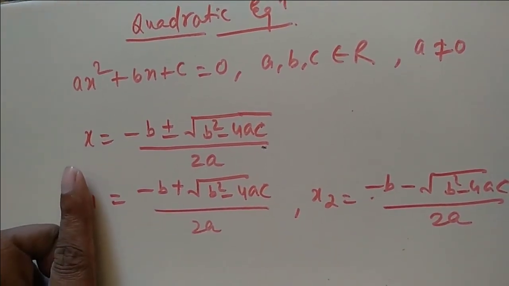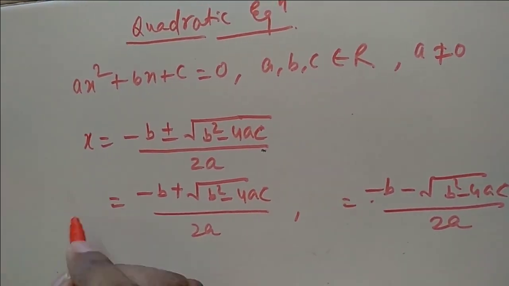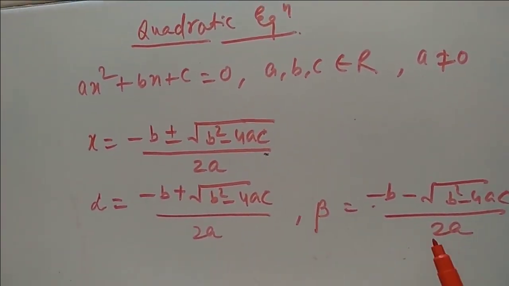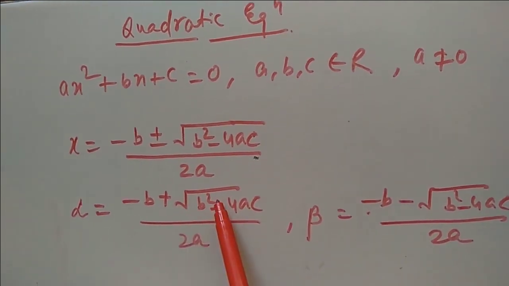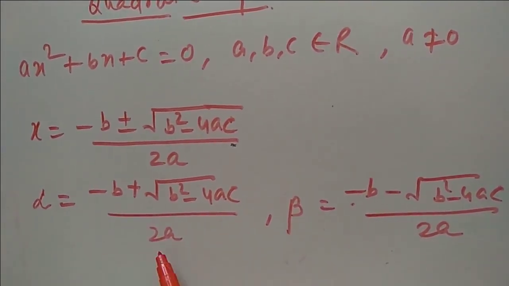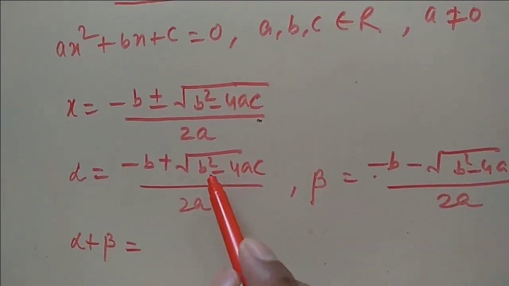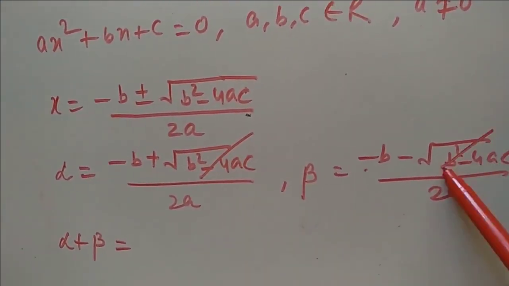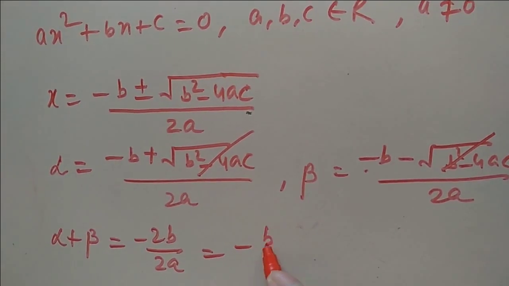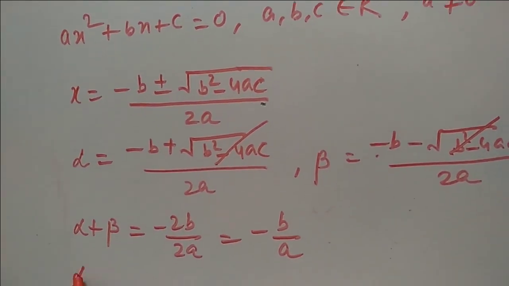Now we're trying to break this down, because if you see the terms, they have some identical parts. Both have the same denominator, and the numerator looks like a plus b and a minus b form: two identical things, one added, the other subtracted. So I express these as alpha and beta, and now I try to find the sum alpha plus beta, because I see some cancellation. Plus under root b square minus 4ac will cancel the minus under root b square minus 4ac, so alpha plus beta will become minus 2b over 2a, that is minus b upon a.